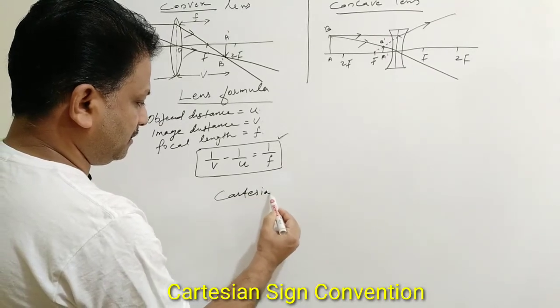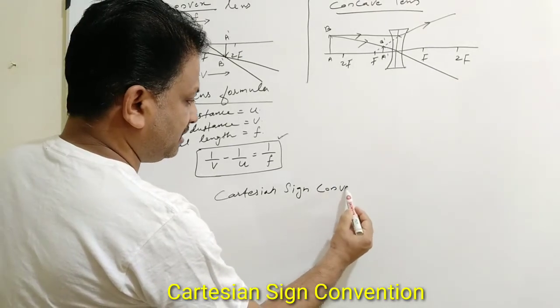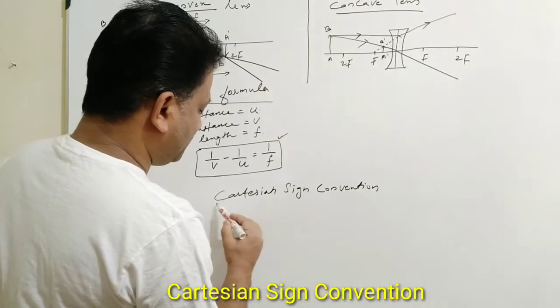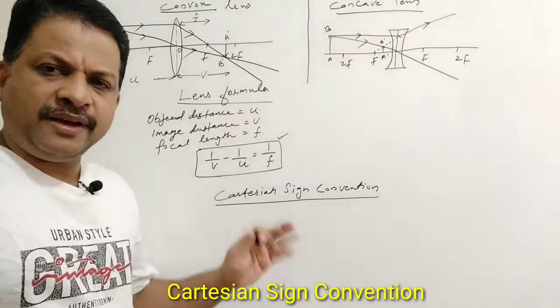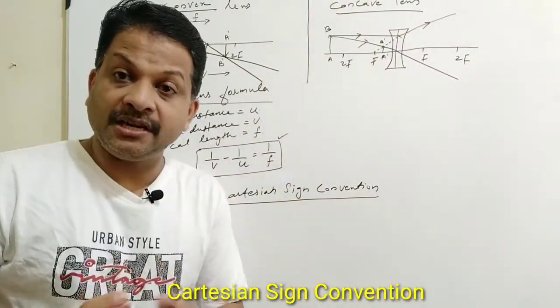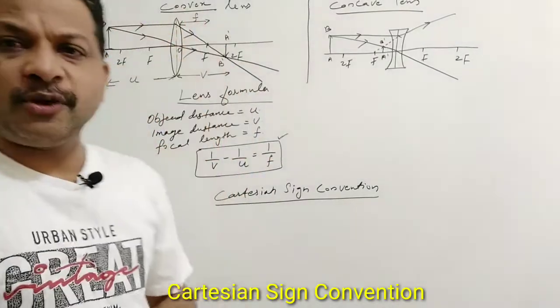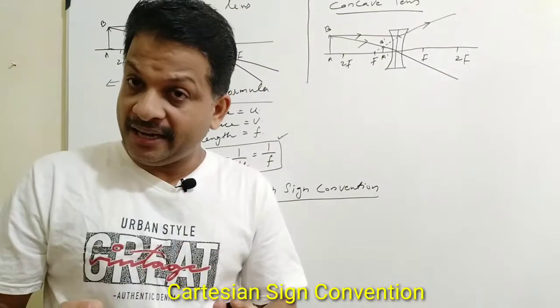Cartesian sign convention. What is Cartesian sign convention? It is very simple. If you remember certain rules of Cartesian sign convention, all of you can solve the numericals related to a lens using the lens formula very comfortably, very easily.